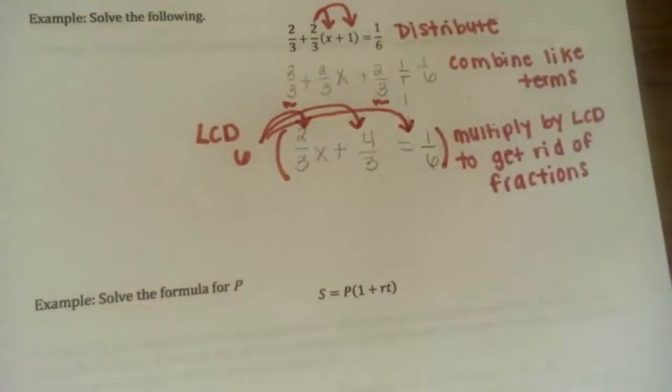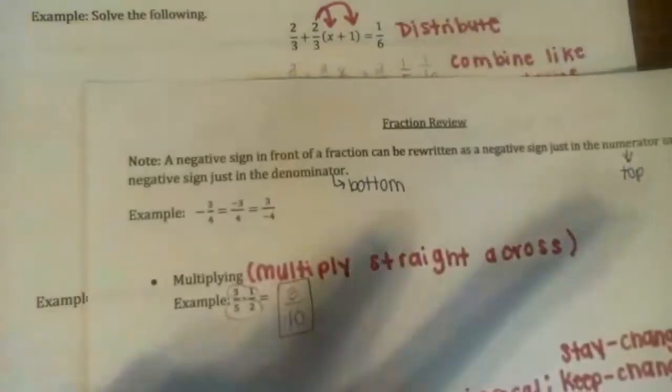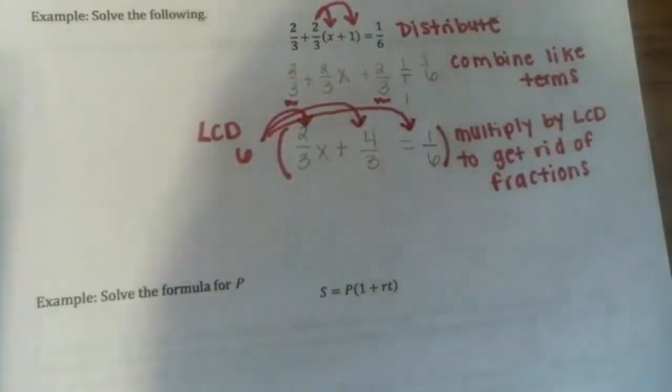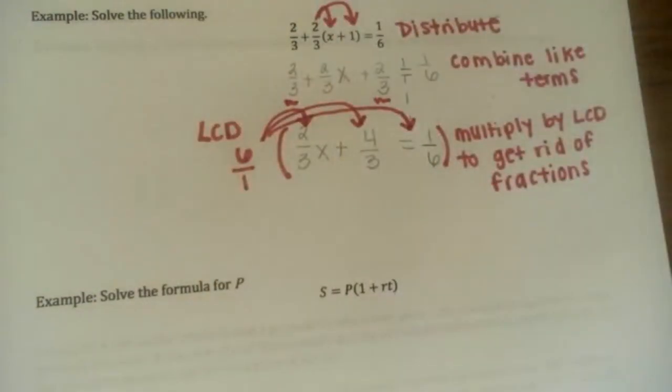If you notice, though, I have fractions times fractions. How do we multiply fractions? Going back to that previous page, we're going to multiply straight across. Top times top, bottom times bottom. But there's not a bottom here. I just have 6. But 6 is the same thing as just saying 6/1. Because 6 divided by 1 is just 6. That way we can distribute fractions times fractions. So let's go for it.